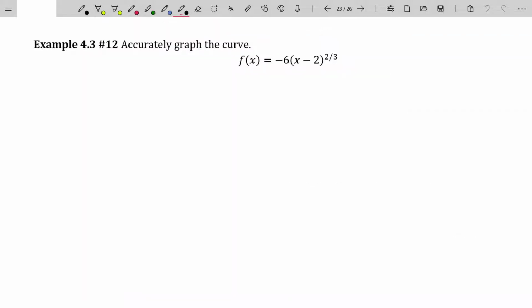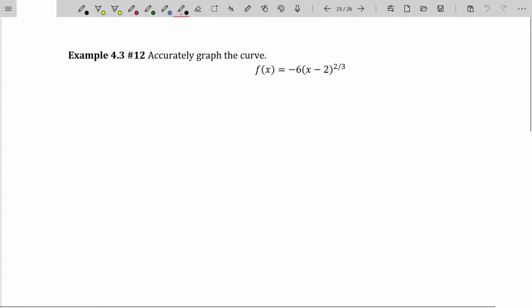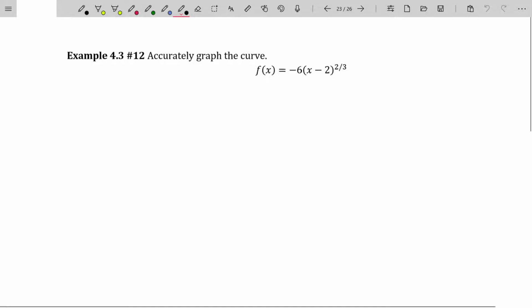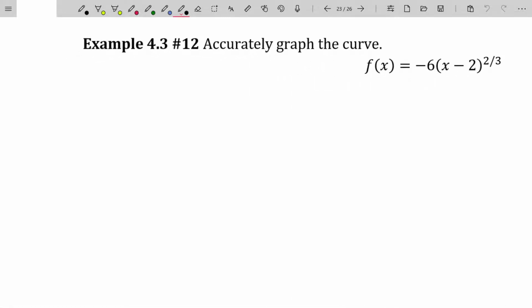So here we're asked to graph the curve f of x is equal to -6 times the quantity x minus 2 raised to the 2/3 power. Going through mathematics the way we learned mathematics, let's go ahead and look for intercepts. The easiest intercept of all is the y-intercept, so I'll start with the y-intercept. That occurs when x is 0.